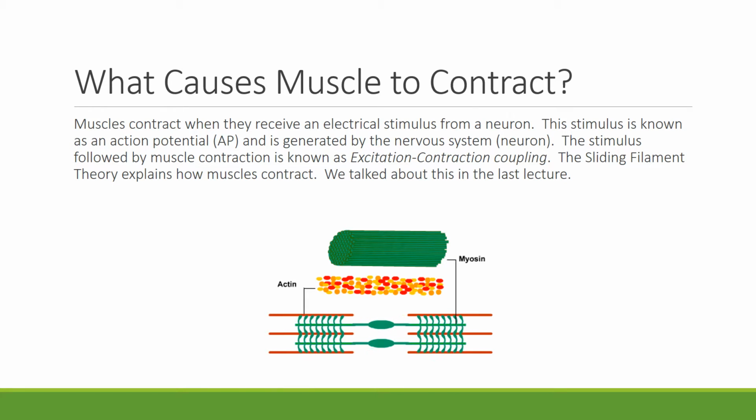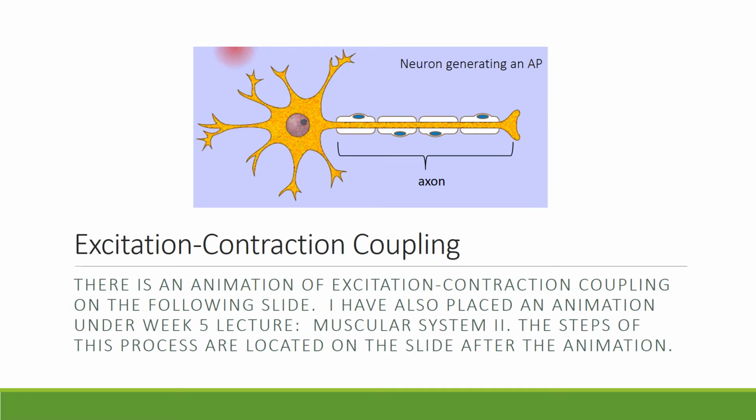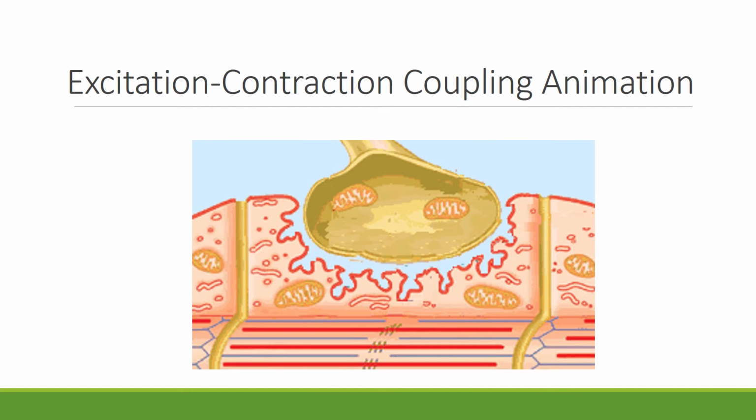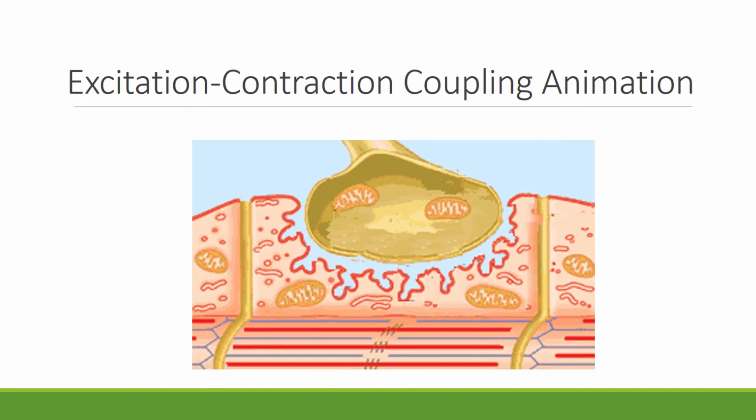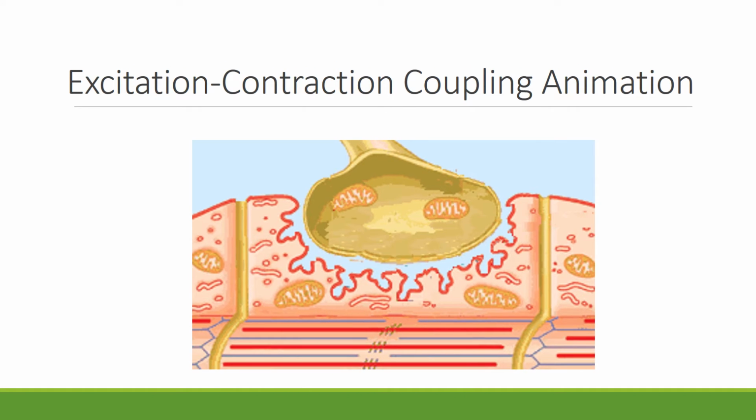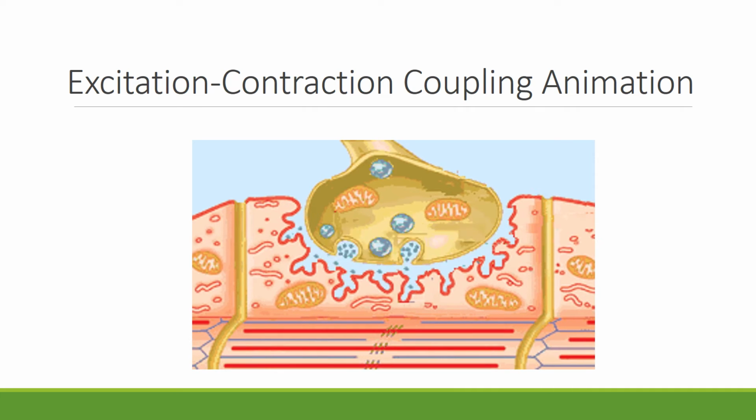The sliding filament theory explains how muscles contract. We talked about this in the last lecture. Let's take a look at excitation-contraction coupling. There's an animation of this process on the following slide. The steps of this process are located on the slide after the animation. This is an animation of the process of excitation-contraction coupling. If you're having trouble viewing the animation, I've also placed a copy under Week 5 materials.